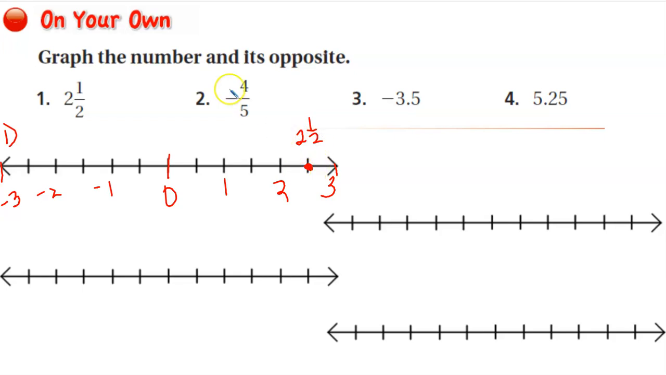And then I need to graph the opposite, which is on the other side, right? Equal distance from 0 over in this direction. This is where my negative 2 and 1/2 is. So I made 1/2 be my scale.